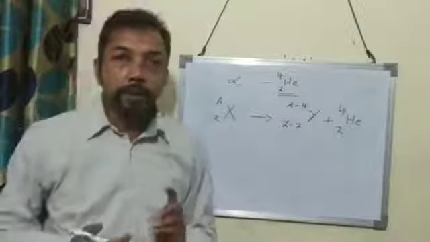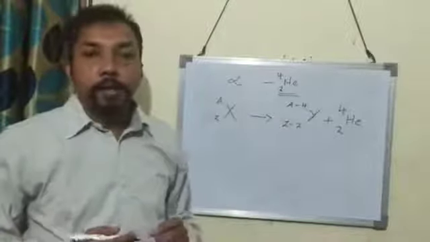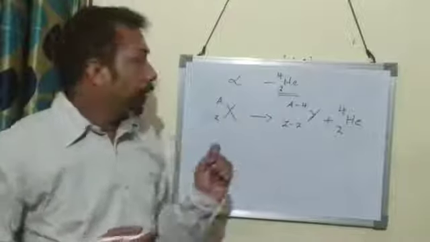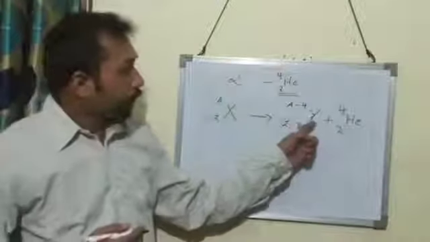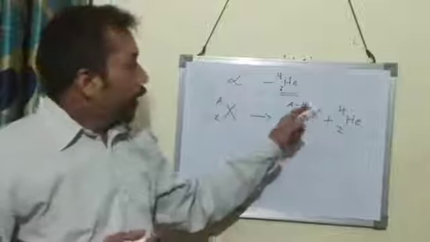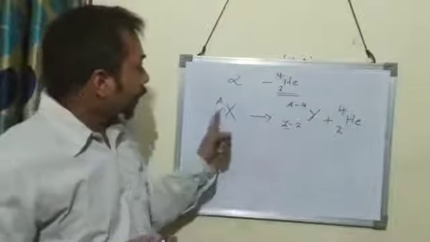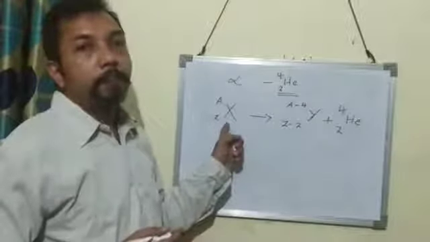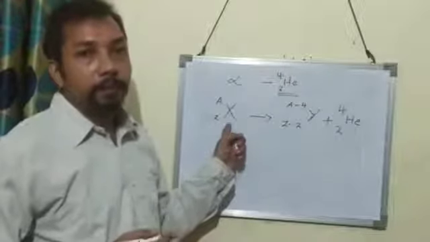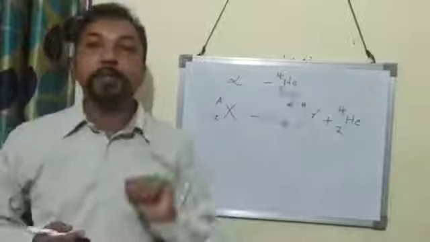In the periodic table, the elements are arranged according to the atomic number. The daughter element comes 2 places earlier than the parent element in the periodic table.